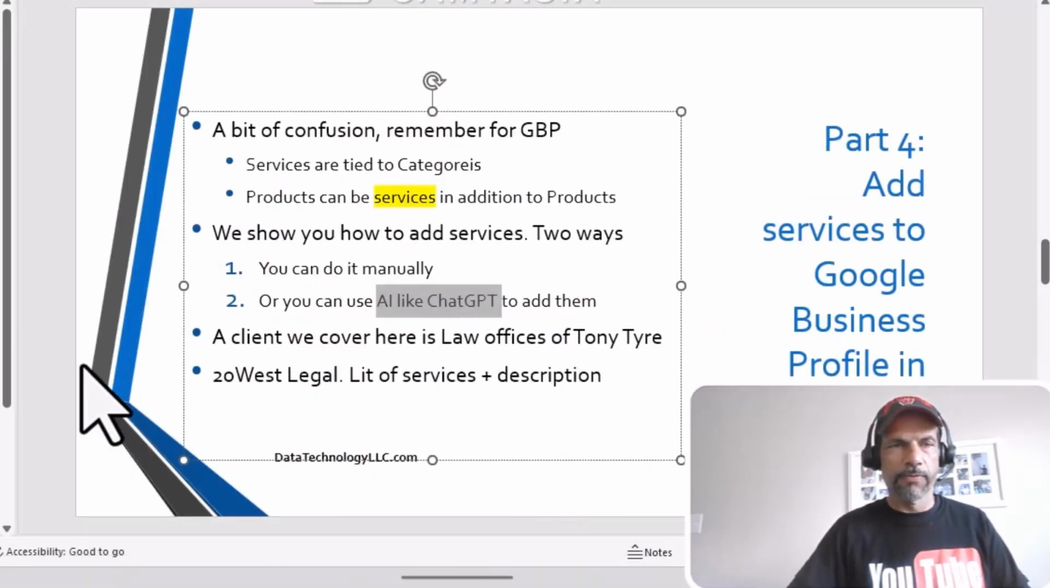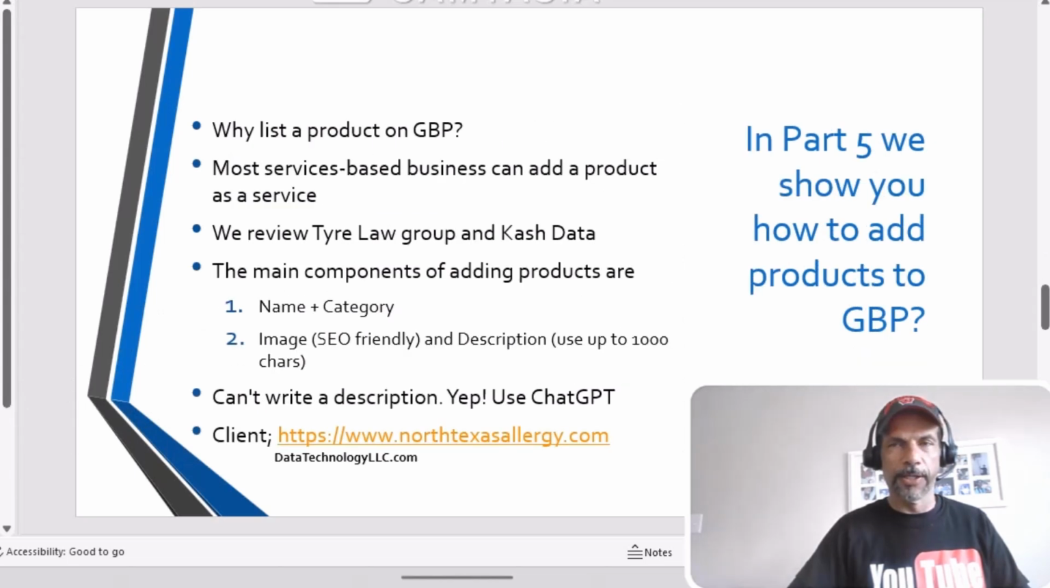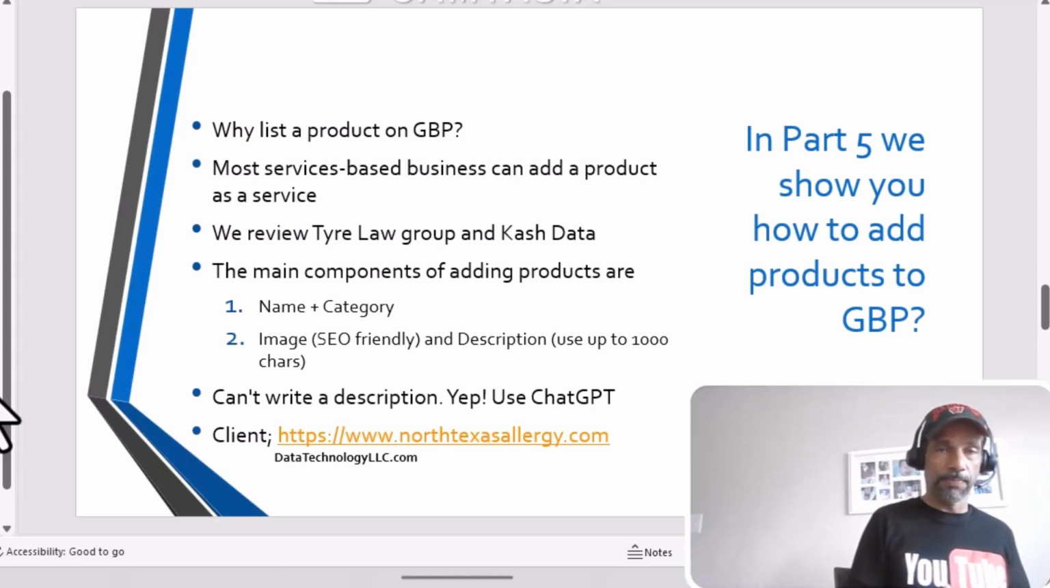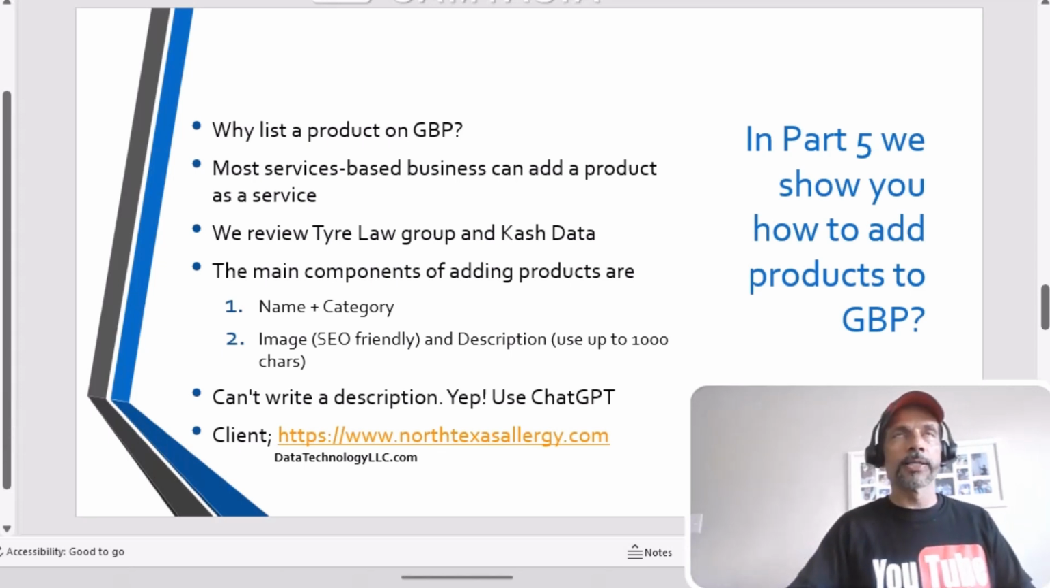So that was services. Then we move on to part five in the series. Basically, what do we do in part five? We show you how to add a product. Again, products in Google Business Profile is really a service. I think I can show you that for Tire Law Group in a minute here.